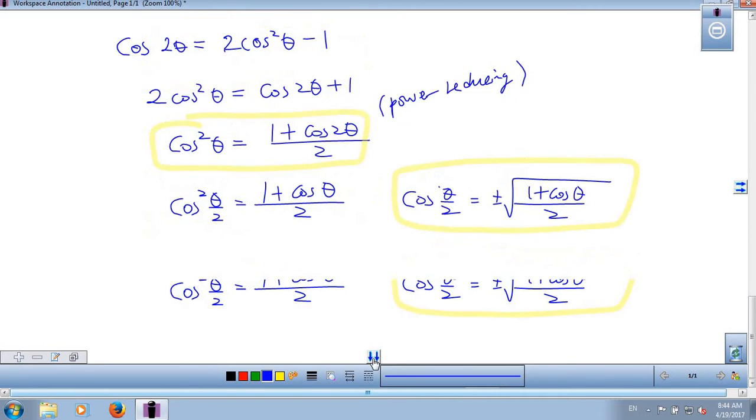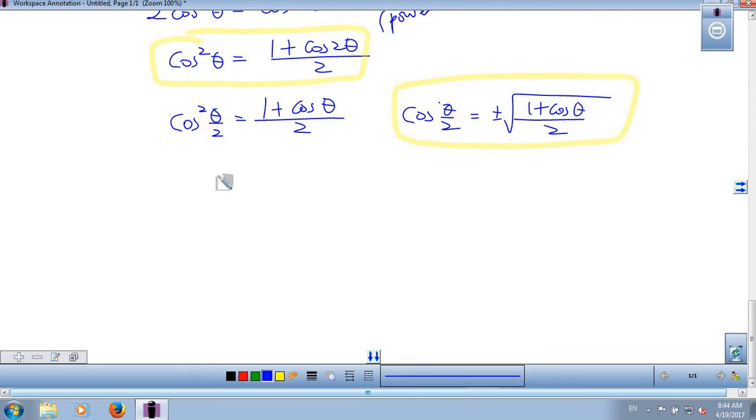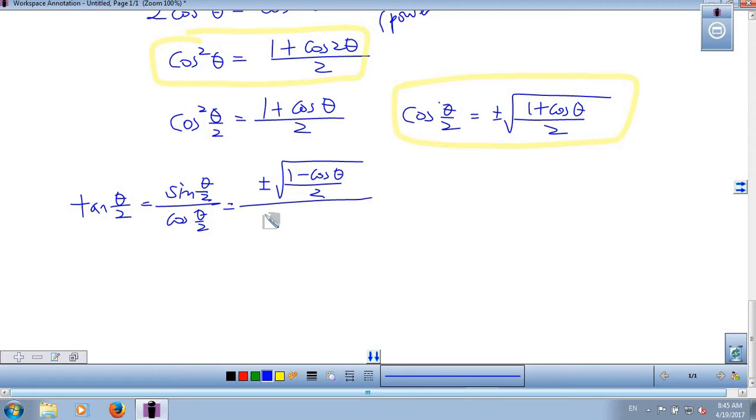Alright, so let's get the tangent one. Okay, so what about tangent? So how do we get tangent of theta over 2? Well, let's go ahead and use sine of theta over 2 divided by cosine of theta over 2 and see what happens. So sine of theta over 2 is plus minus square root of (1 minus cosine theta) divided by 2, and cosine is plus minus square root of (1 plus cosine theta) divided by 2.